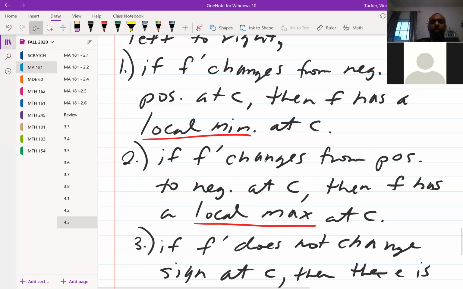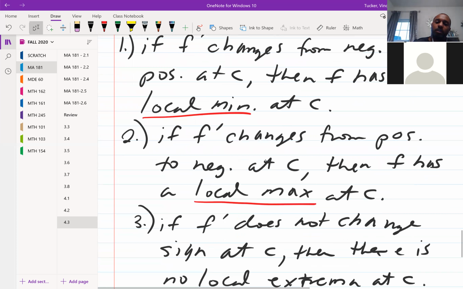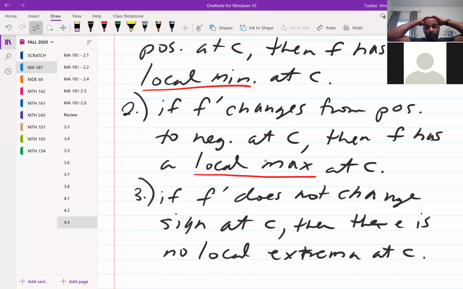Okay, so your three possibilities. If f prime changes from negative to positive at c, in other words, it's going down and then it goes up, that means you have a local minimum at c. If f prime changes from positive to negative at c, then there's a local max. So if it's positive, it means it's going up, then it goes negative, it goes down. So that means there's a local max at c. And then that third one is the scenario I was mentioning a few minutes ago. If f prime does not change sign at c, then there is no local extrema at c.